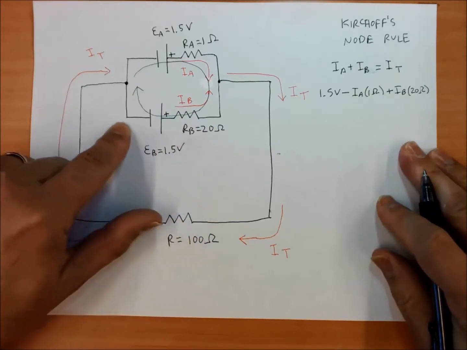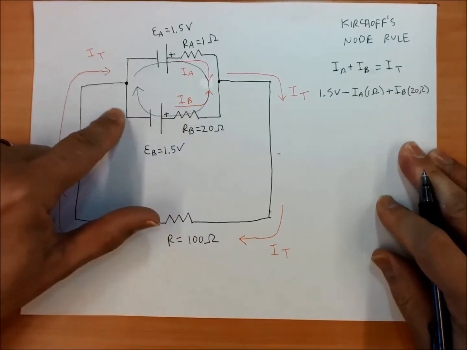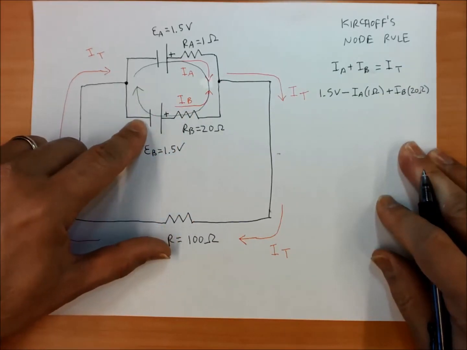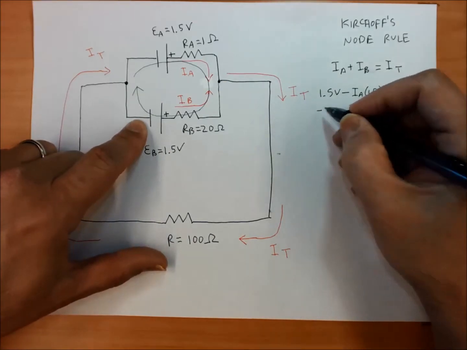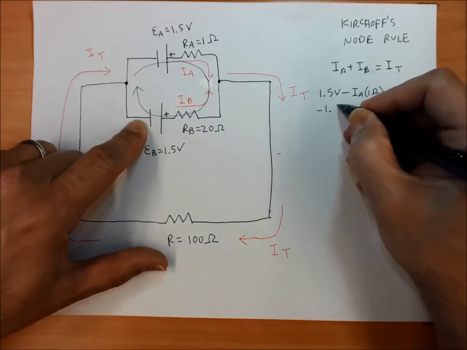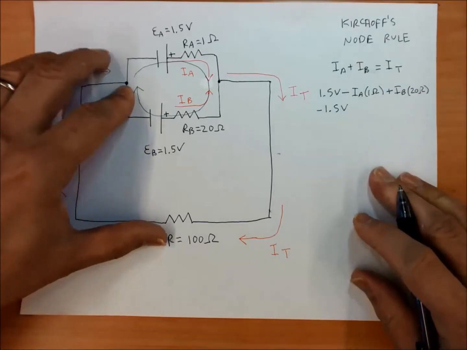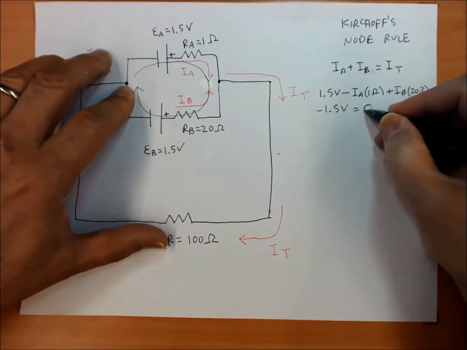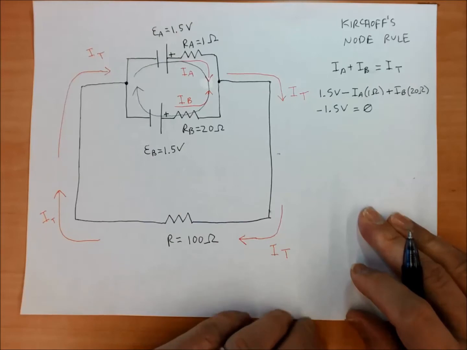And then continuing around, I'm going backwards through the battery from plus to minus. So that would be a voltage drop instead of a voltage boost. So that would be minus 1.5 volts. And all that has to add up to 0 by Kirchhoff's loop rule.